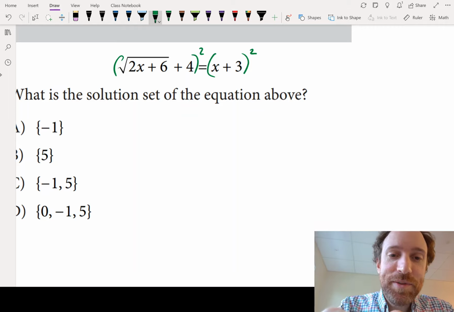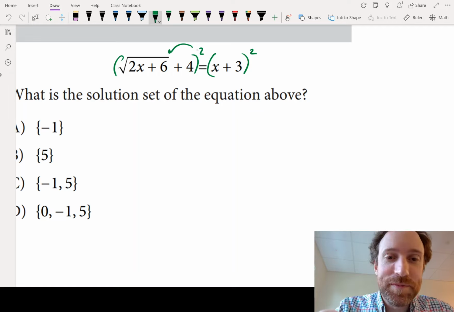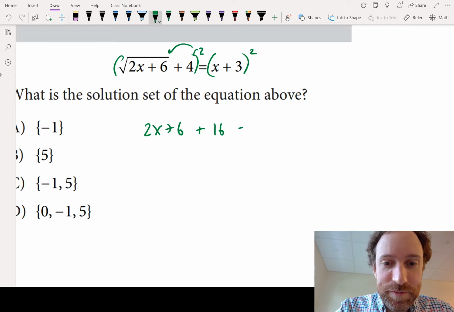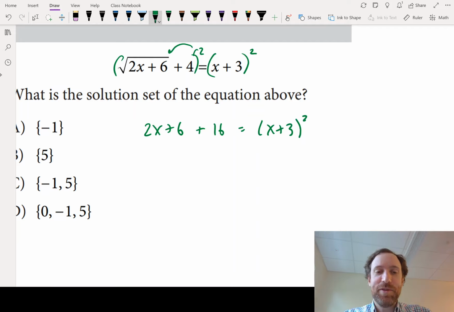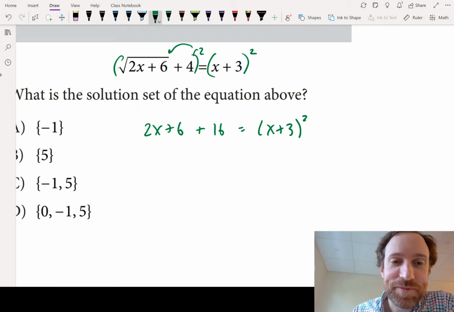Well, if you were to, quote, distribute the square root here and here, and get 2x plus 6 plus 16 equals x plus 3 squared, this would be very sad, because you would have to go to jail, because the math police would come and arrest you. This is not one of the rules of exponents.